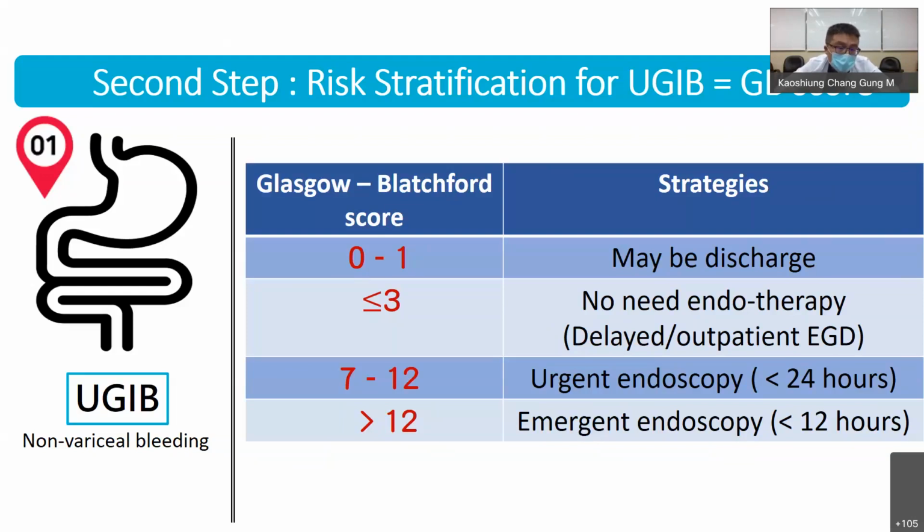But if the patient's Blatchford score is more than 7, you need to consider that the patient is a relatively high-risk UGI bleeding patient. You may need to admit the patient and consider urgent or emergent endoscopy for him or her in less than 24 hours.